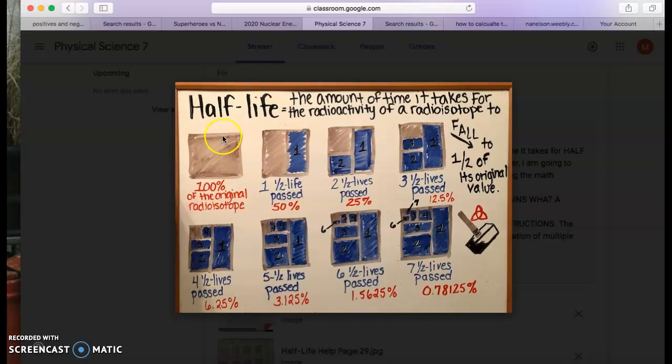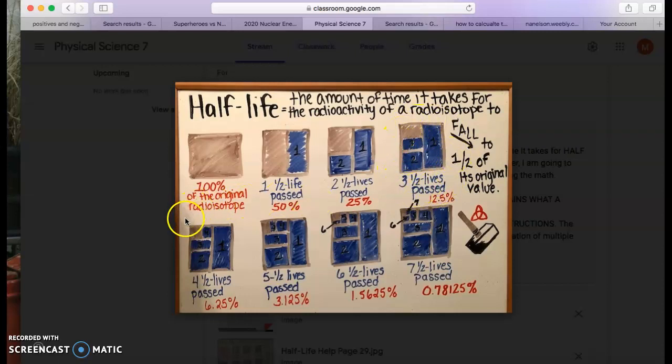So if we started with 256 grams, we divide that in half, we now have 128 grams after 1 half-life. We're going to divide it in half again. Now we have 64 grams because we've gone through 2 half-lives. We've divided it in half twice. Then we're going to take that 64 grams because that's all we have left, right? And we're going to divide it in half again. So now we only have 32 grams.